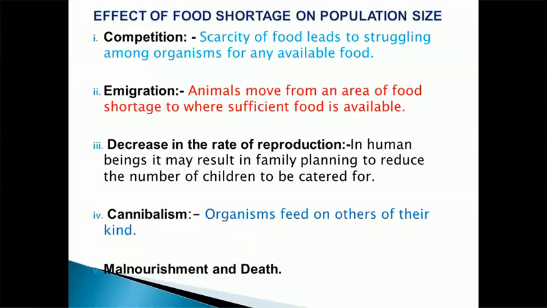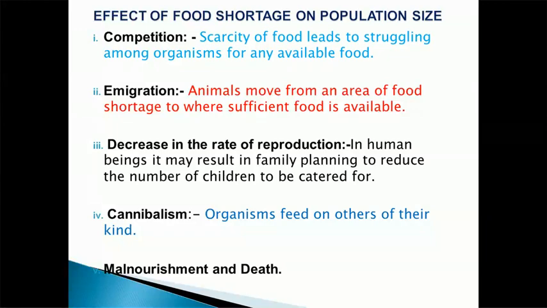Number 2 effect is emigration. Animals move from an area of food shortage to where there will be sufficient food available for them. So this is normal. Number 3, decrease in the rate of reproduction. Food is a necessity to promote reproduction. So in an area where there is food shortage, it can decrease the rate of reproduction.